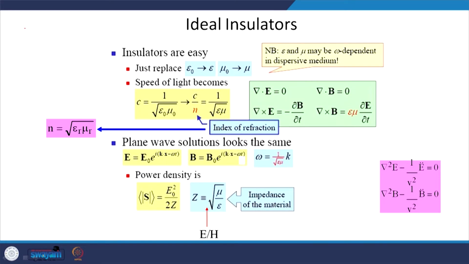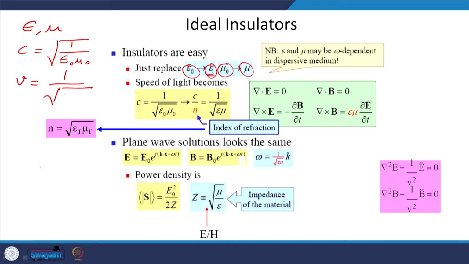So, in insulators we know that there was epsilon and mu. Just replace epsilon naught with epsilon and mu naught with mu. So, the speed of light which we saw, c, was equal to 1 upon under root epsilon naught mu naught. Now, c for the medium, let us say v, it becomes 1 upon under root epsilon mu.